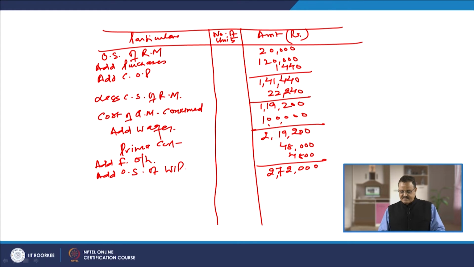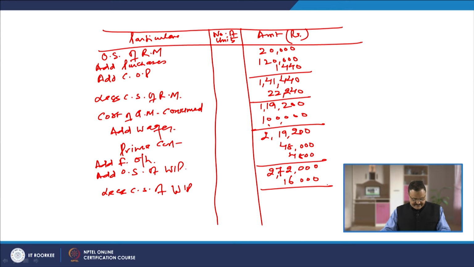2,72,000. Now you have to do one more thing, and that is, less closing stock of WIP. So, closing stock of WIP, if you subtract here, how much is it? That amount is 16,000. You subtract that. So, when you calculate, you subtract the closing stock, and you are left with the cost of production for the period.